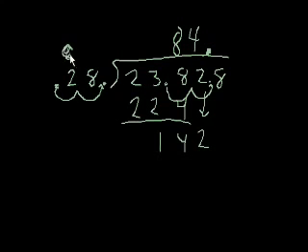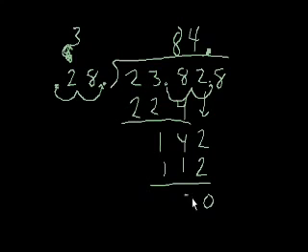4 times, let me get rid of this old 6. 4 times 8 is 32. And 4 times 2 is 8, plus 3 is 11. 2 minus 2 is 0. 4 minus 1 is 3. Interesting. So it turns out that my remainder here is larger than 28. So I actually could have divided 28 into 142 one more time.